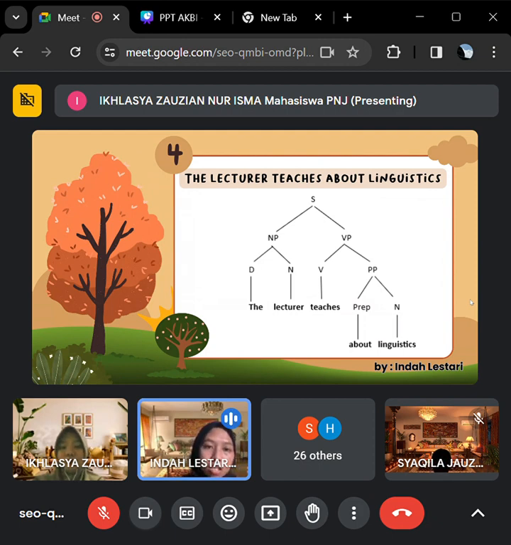Next sentence is: The lecture teaches about linguistics. The is a determiner. Lecture is a noun. The lecture is a noun phrase. Teaches is a verb. About is a preposition. Linguistics is a noun. About linguistics is a prepositional phrase. Teaches about linguistics is a verb phrase. The lecture teaches about linguistics is a sentence.